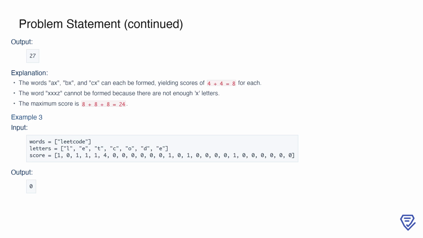Now consider a different example where the words are XXXZ, AX, BX, CX, and the available letters are Z, A, B, C, X, X, X. In this case, the score table assigns a value of 4 to every letter. Here, the words AX, BX, and CX can each be formed, and each yields a score of 8. However, the word XXXZ cannot be formed because there aren't enough X letters available. By selecting the words AX, BX, and CX, the maximum possible score is 24. This example highlights the importance of carefully choosing subsets to maximize the score while adhering to the constraints.